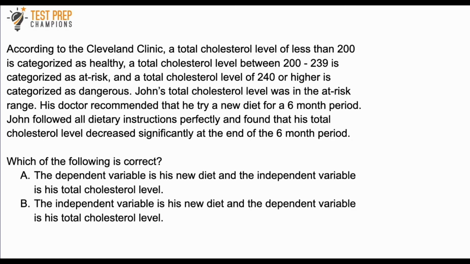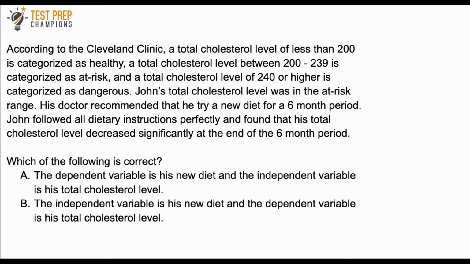A. The dependent variable is his new diet and the independent variable is his total cholesterol level. B. The independent variable is his new diet and the dependent variable is his total cholesterol level. So let me give you a chance now if you'd like to pause the video, try to figure this out, and whenever you're ready, we'll go over the answer.